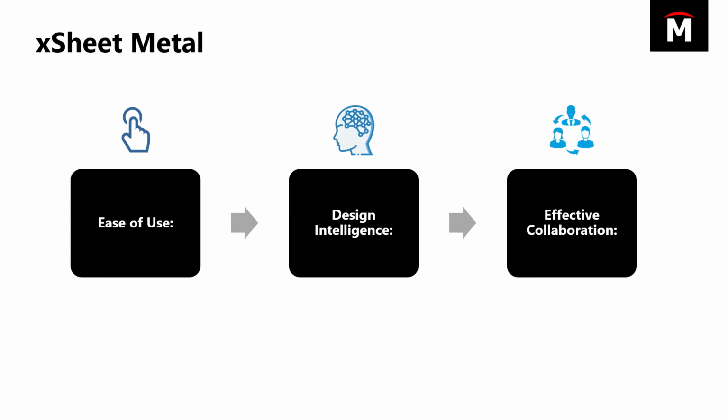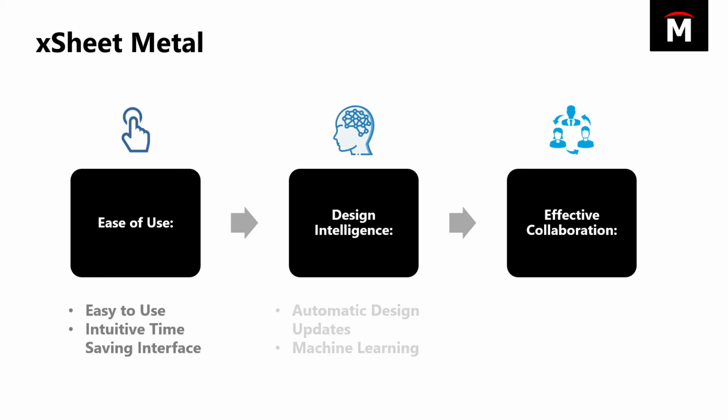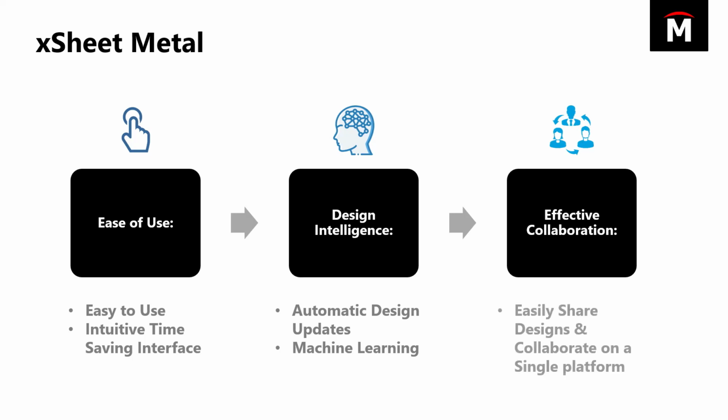So what did we just see? Let's do a little recap. We saw how we could use xSheetMetal to very easily design sheet metal components in a cloud environment with intuitive time-saving features. We saw how we could incorporate automatic design updates and machine learning to empower us further. And on top of all of that, we can easily and effectively collaborate with our team members.